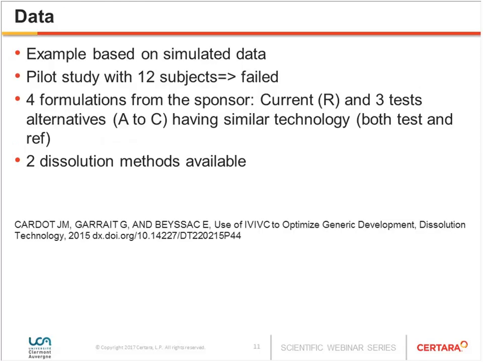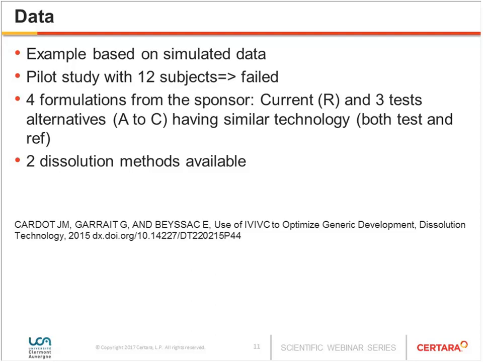I will use some data which are simulated data. The idea is to use a pilot study with 12 subjects with a failed result. The four formulations are for the same sponsor. You have a current formulation that is called R. It's called R because it's the current formulation, so it's the reference formulation for the sponsor. And the three alternative formulations A, B, and C, all of them are said at the beginning to have the same technology, both test and reference. That means the same release mechanisms.